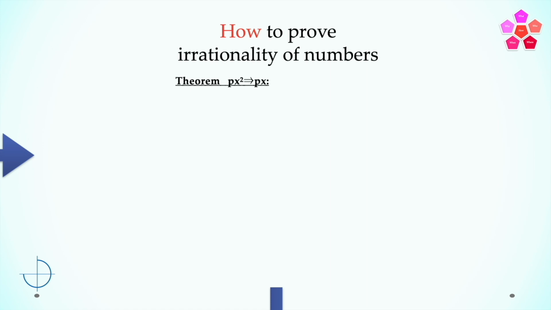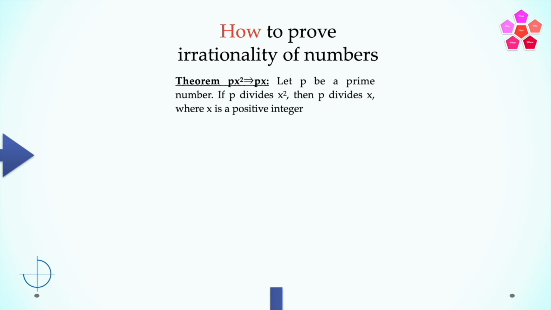So let's say p is a prime number. If p divides x square, then p divides x, where x is a positive integer. Let the prime factorization of x be as follows: x is equal to p1, p2, p3 till pn, where all p are prime numbers and are not necessarily distinct.